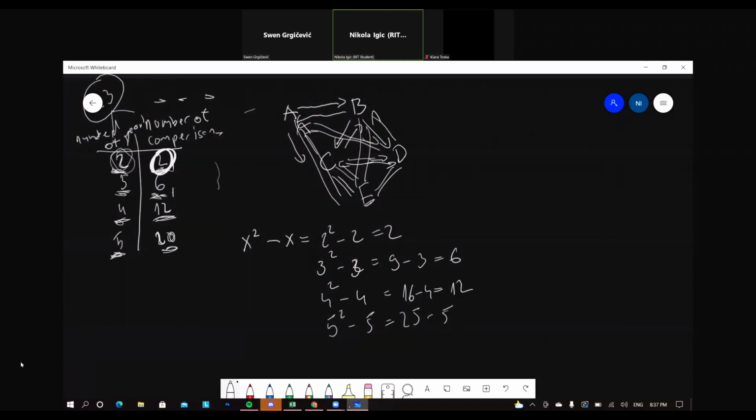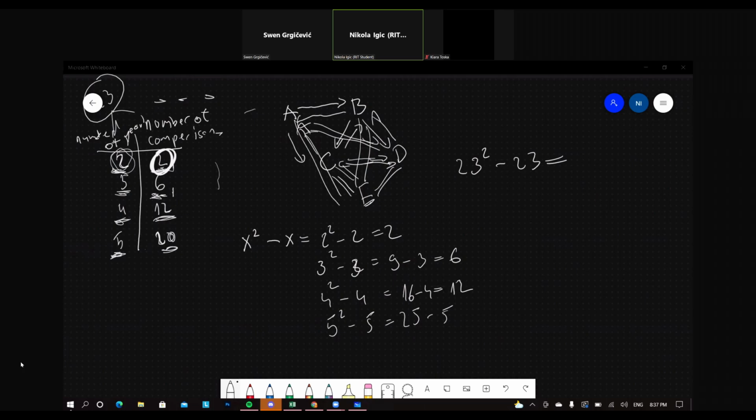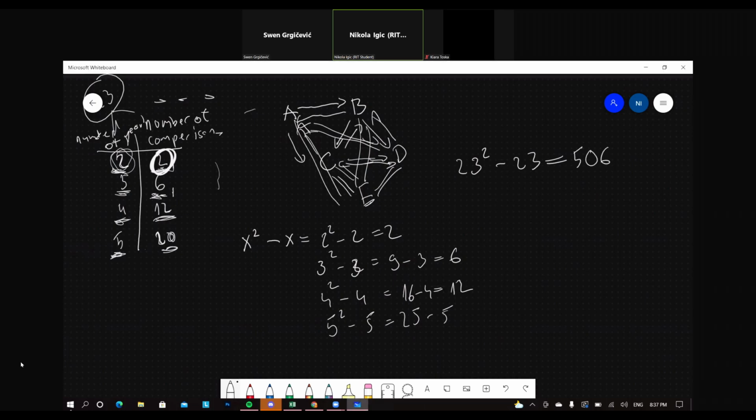So in 23 people, it would be 23 squared minus 23, and because there is a comparison of 2, it's going to be divided by 2. Okay, first let's get the number on top. I'm not sure how much this is. If I divide 506 by 2, how much? 253.